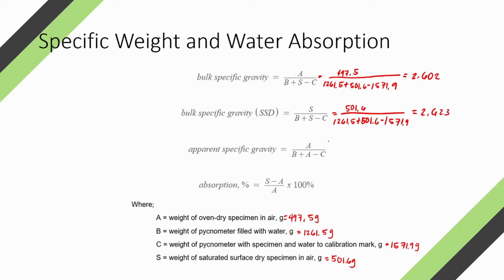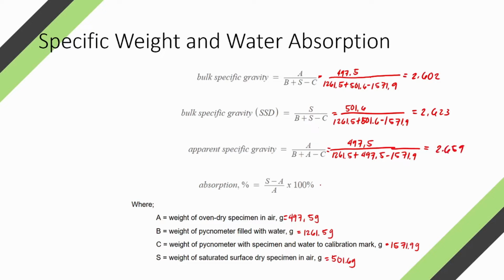And next, we have here yung apparent specific gravity natin. So, 497.5 all over B, which is 1261.5, plus A, 497.5, minus C, 1571.9, and that would be equal to 2.659.